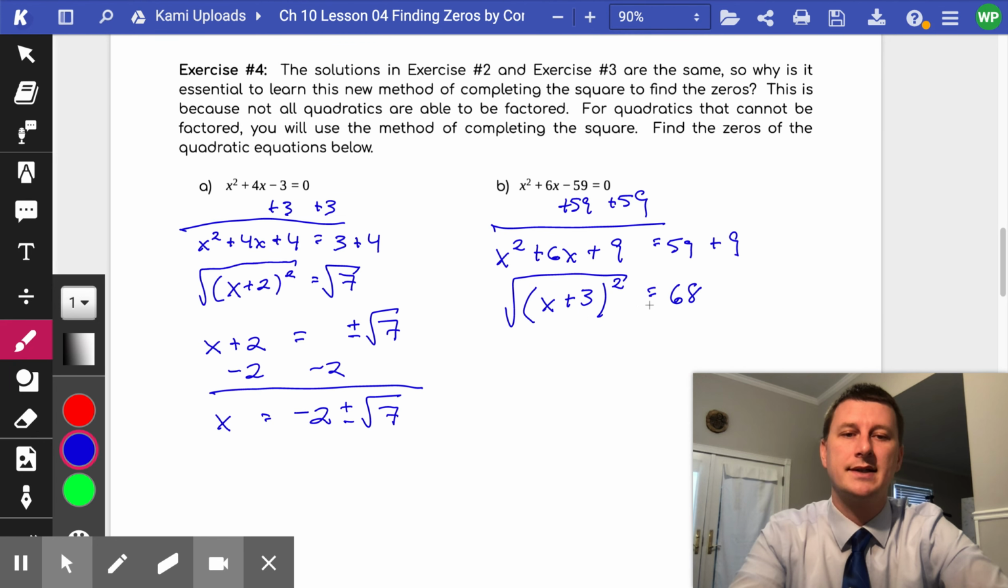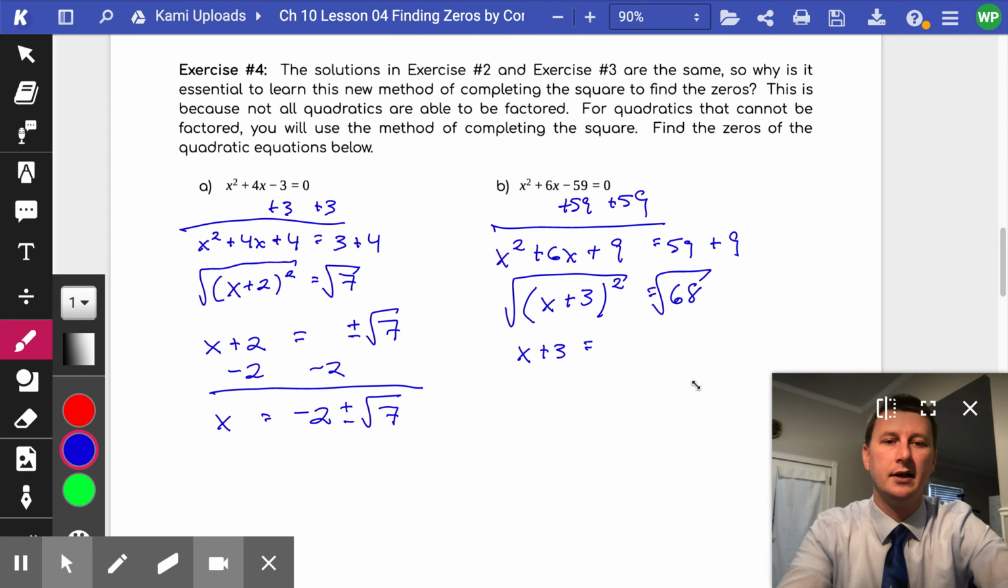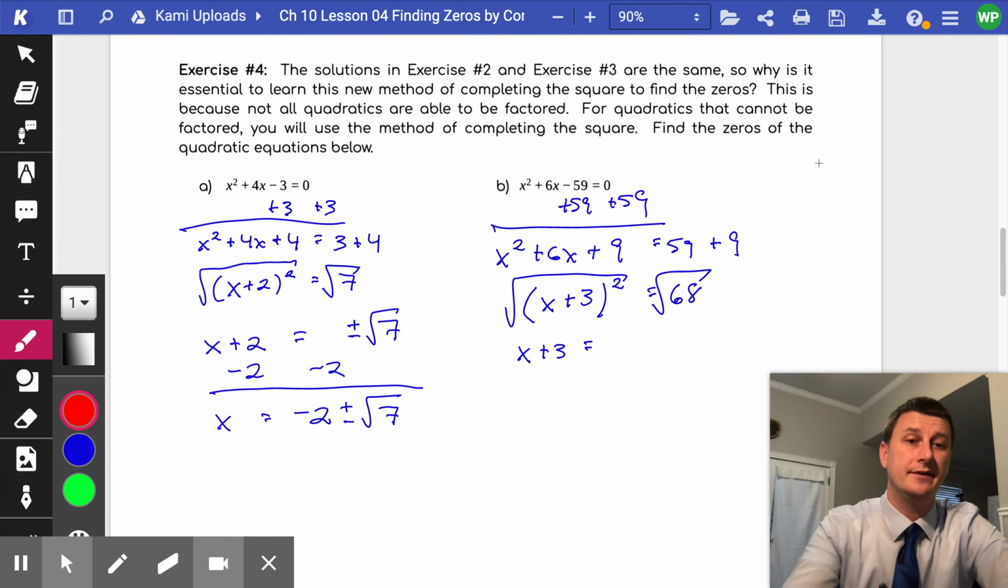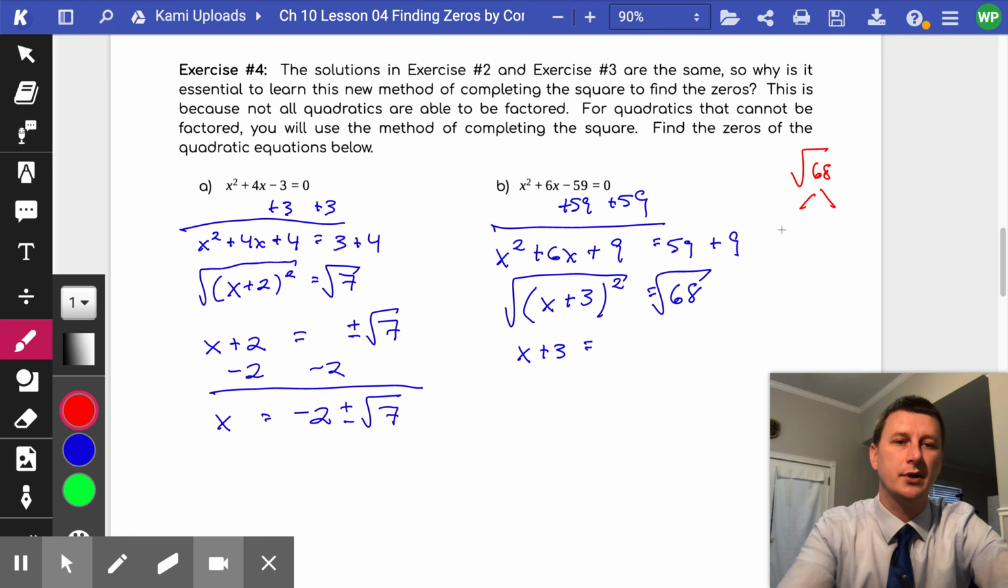And finally, to solve for this, we're going to take the square root of both sides to undo this squared so we could get in towards that x. We'll be left with x plus 3 is equal to, the square root of 68. So we're going to have to simplify the square root of 68. See if it can be simplified by making a prime factor tree.